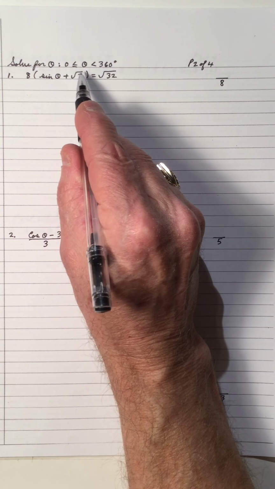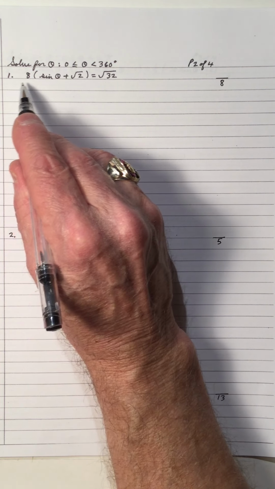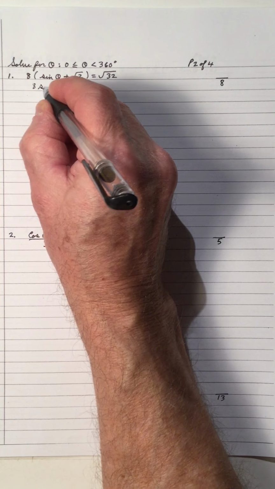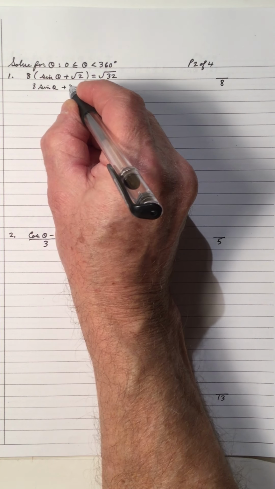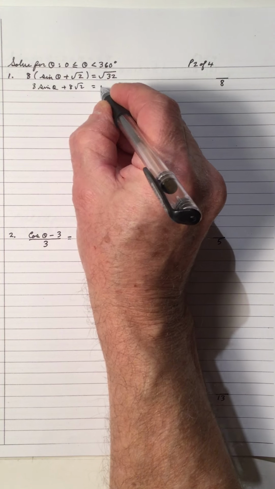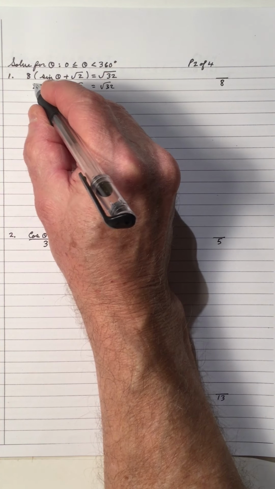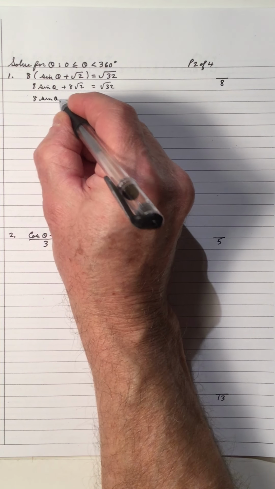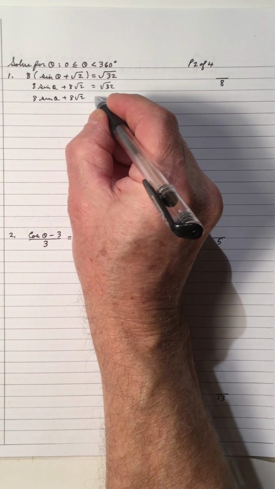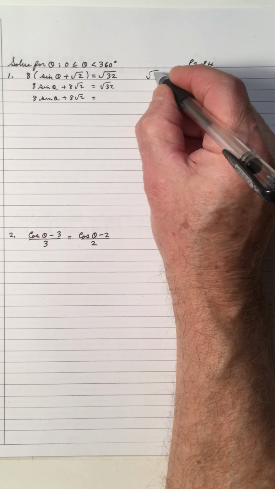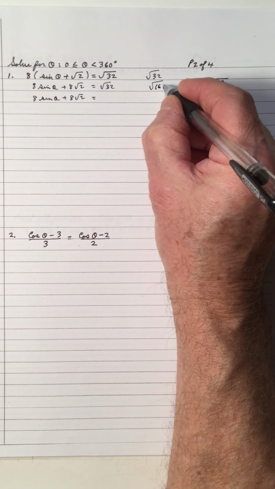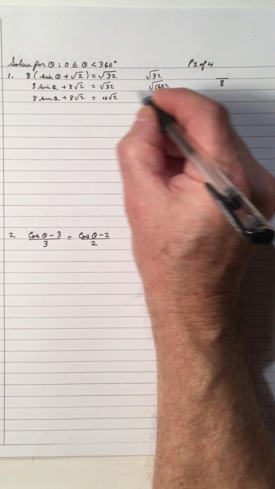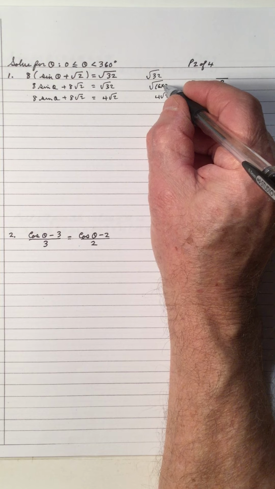Solve for theta, 0 less than or equal to theta less than 360. And we have to solve this equation. Eliminate the bracket by multiplying by 8. 8 sine theta plus 8 root 2 equals root of 32. So the bracket is gone. Now we have to simplify the root of 32. We've done that in earlier units on simplifying radicals. The root of 32 is the root of 16 times 2, so it's 4 root 2, because we look for a factor of 32 which is a perfect square.